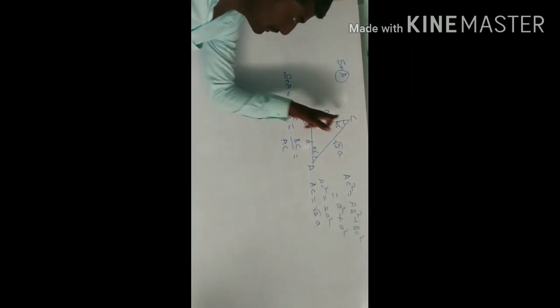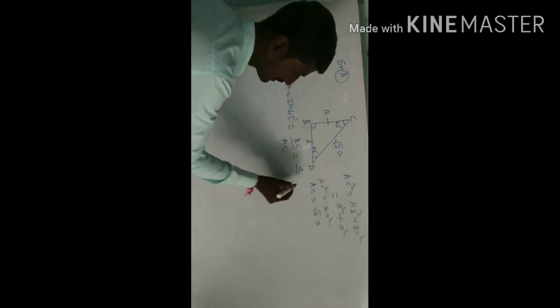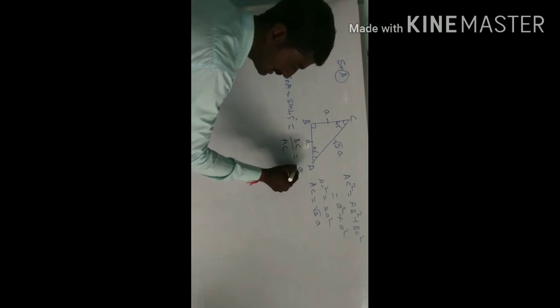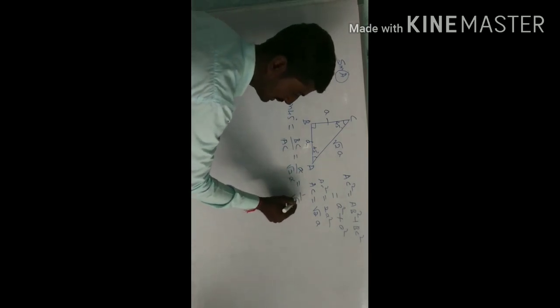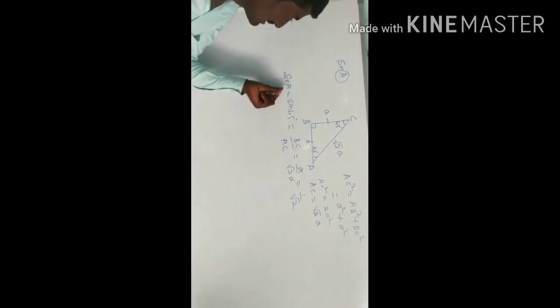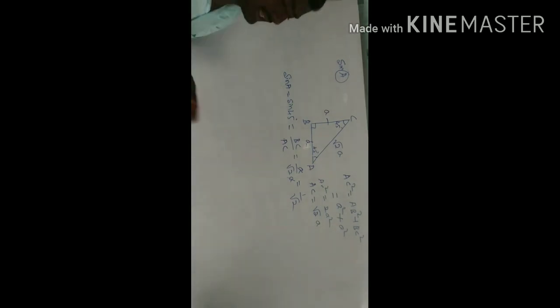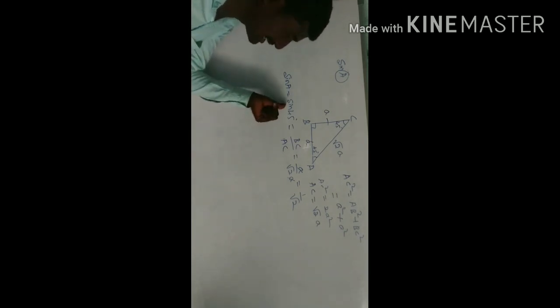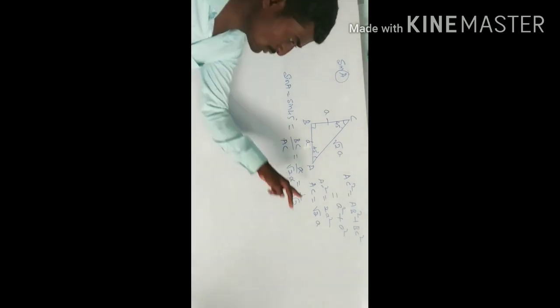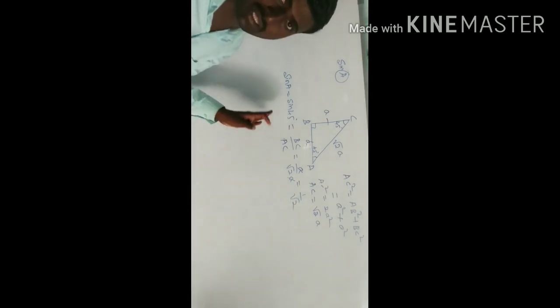Now BC divided by AC. BC I have got as A, and AC is root 2 A. A will get cancelled, and I am getting 1 divided by root 2. This is a standard value. For angles 30 degree, 45 degree, 60 degree, 90 degree, these are the standard trigonometric ratios. Sin 45 degree is 1 by root 2. I should remember this formula.